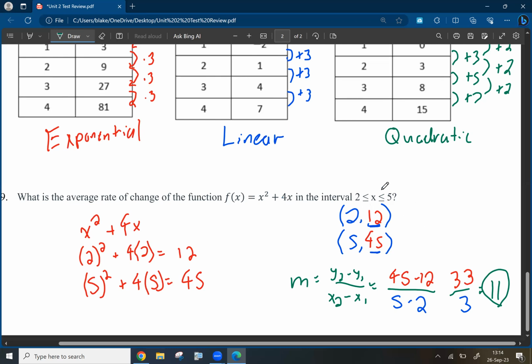All right. So just to recap that one again, I know from the beginning of the problem that we have points at 2 and 5. So x values of 2 and x values of 5. The only problem is I don't have the y values. So what I did again is I plugged in the 2 to get the y value for it, which was 12. And I plugged in the 5 to get the y value for it, which is 45. So then I had my 2 points, (2, 12) and (5, 45), which I then did the slope formula with. y2 minus y1, so 45 minus 12, over x2 minus x1, so 5 minus 2, which came out to 33 over 3, which is 11.